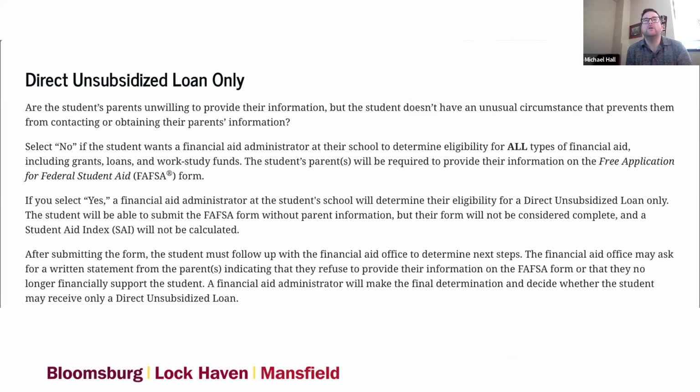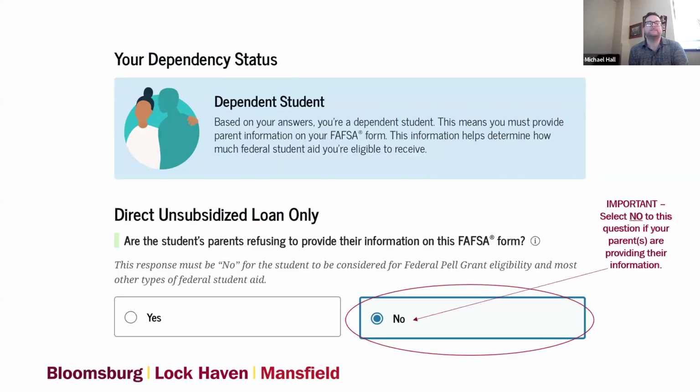And it goes into a little more detail here. It talks about what is direct unsubsidized loan only. So this would be if your parents are unwilling to provide information and you select yes to that question, then you will only be eligible as a student, for instance, as an incoming freshman, for $5,500 in unsubsidized loan. Okay, that's the portion of the federal direct loan where the interest begins accruing immediately once the loan is originated. You also will not be considered for a federal Pell Grant or any other federal need-based grants. So it's really important, again, if your parents are providing information on the FAFSA, the answer to this question is no.